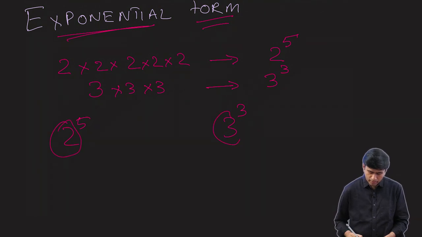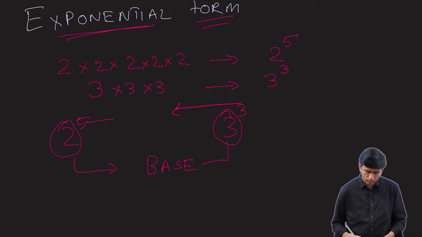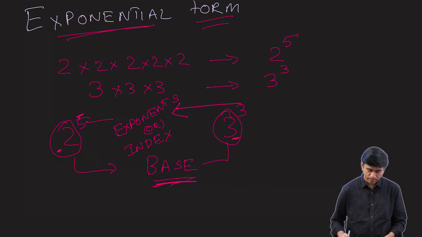2 and 3, they are called the base. 5 and this 3 are called the exponents or index. So 2 and 3 are called the base and 5 and 3 are called the exponents or index.